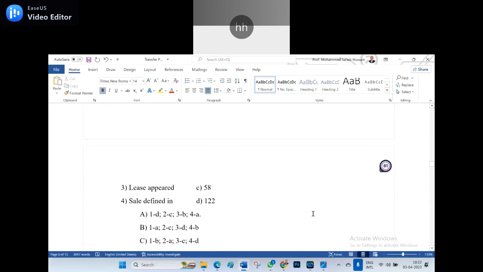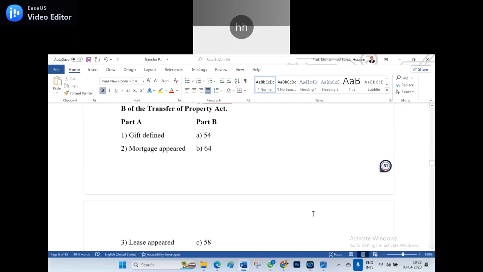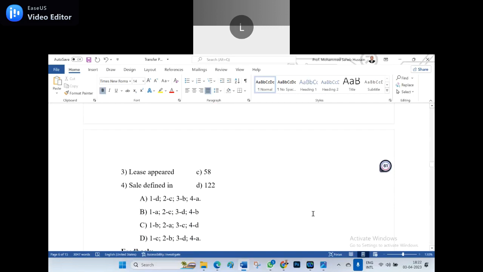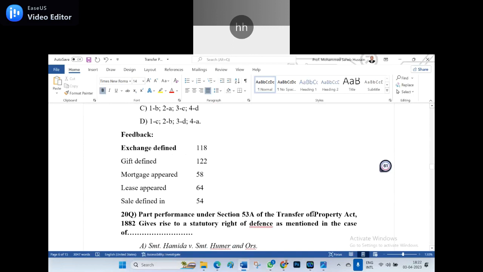Now, options I have given here. A: 1D 2C 3B 4A. B: 1A 2C 3D 4B. C: 1B 2A 3C 4D. D: 1C 2B 3D 4A. A, 1D 2C 3B 4A, is the right answer because exchange is defined. Of course, I did not put the exchange there. It's 118. Gift defined, 122. Mortgage appeared in 58.